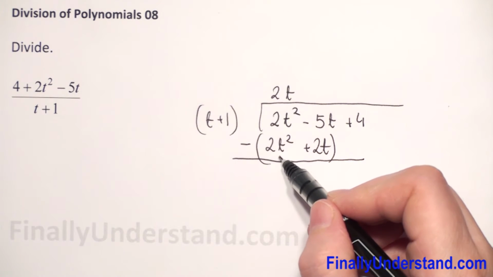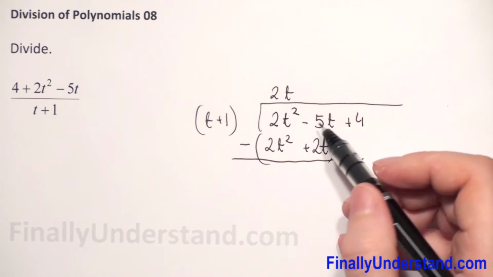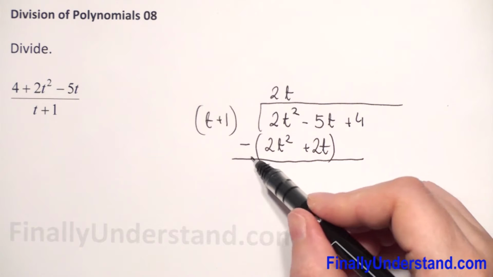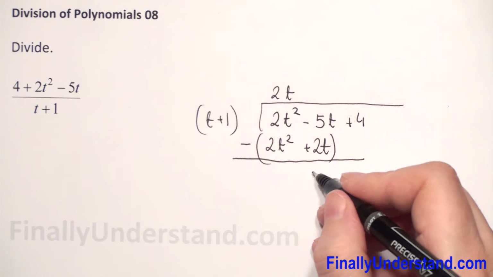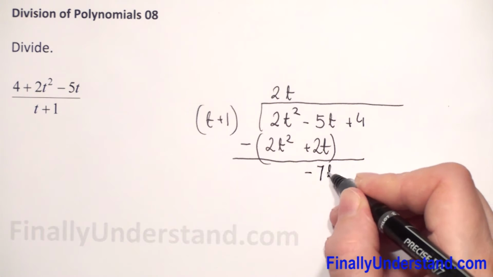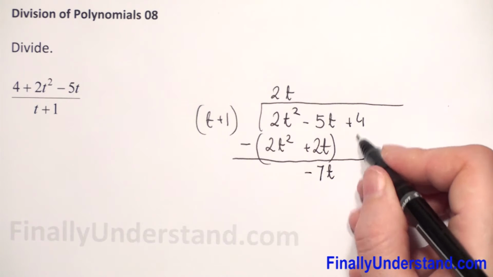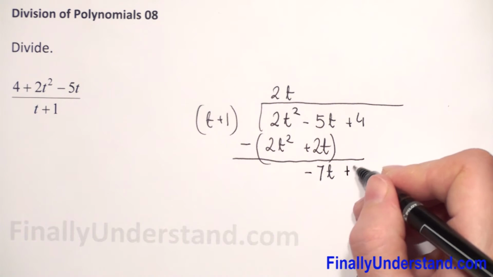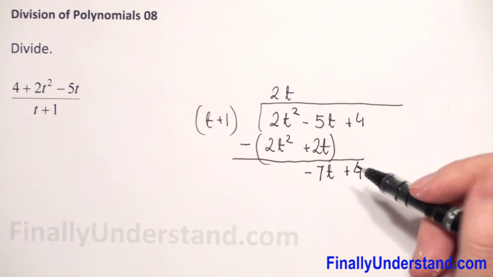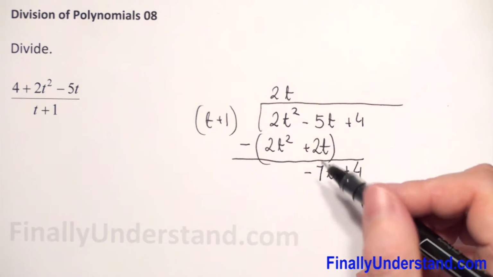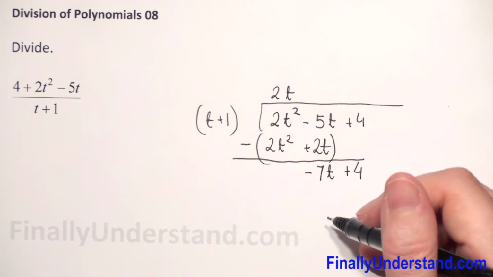2t squared minus 2t squared is 0. We don't have to write it. Negative 5t minus 2t, so it will be negative 7t. And we have to drop down the last term. We have plus 4. And again, the power is the same, so we can still do division.